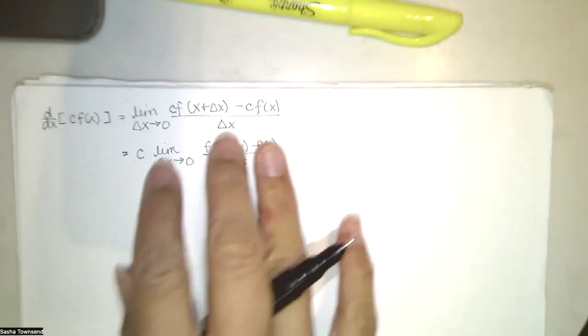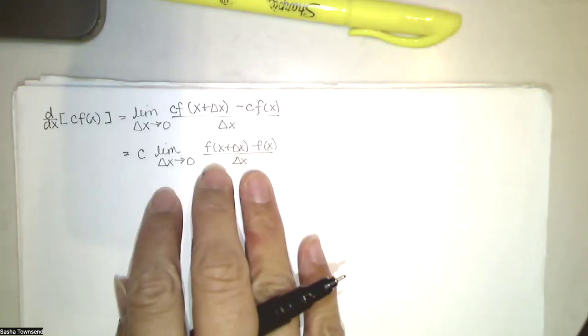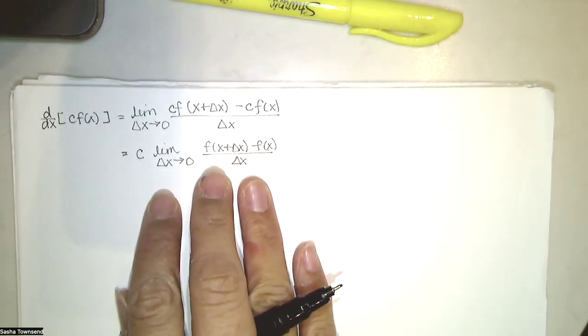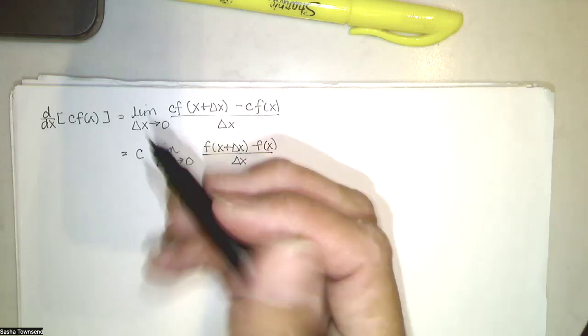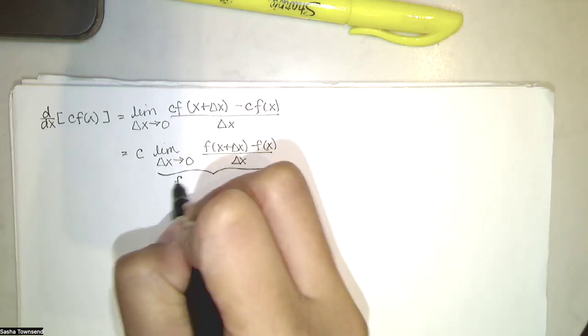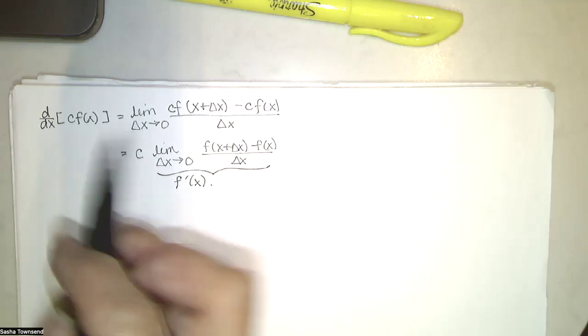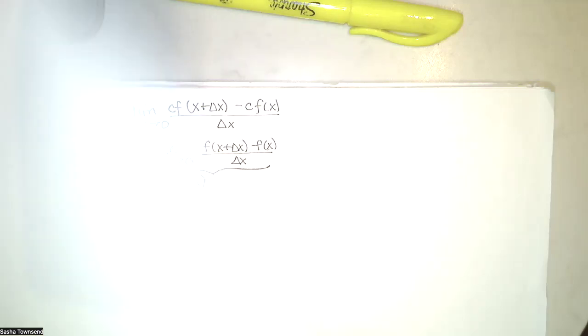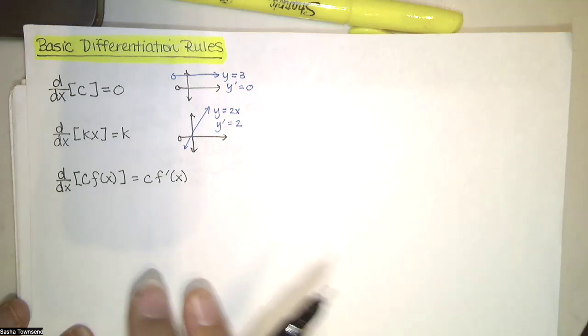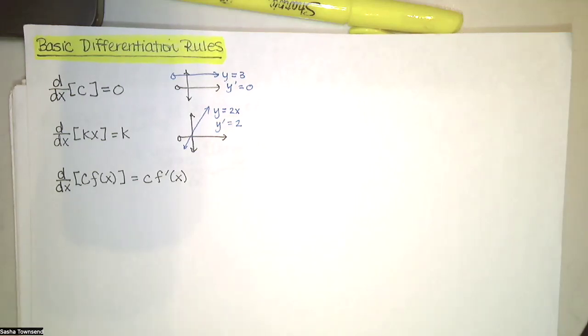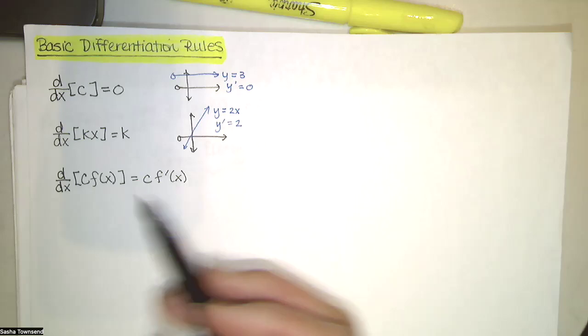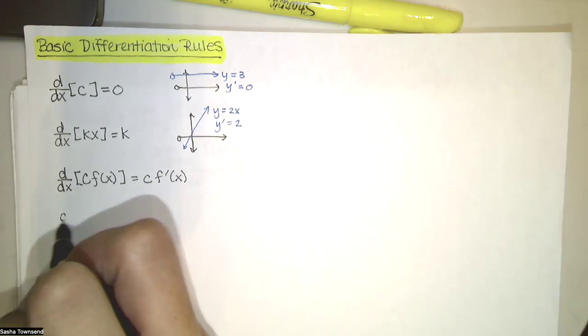Sorry, my camera's having a little bit of trouble this morning. Let's see. There we go. This is just the definition of the derivative. That's f prime. So we end up with c times f prime as the derivative of c times f. And that's nice because if you have a constant multiplying a function, you can just factor that constant out and just multiply by the derivative of the function.